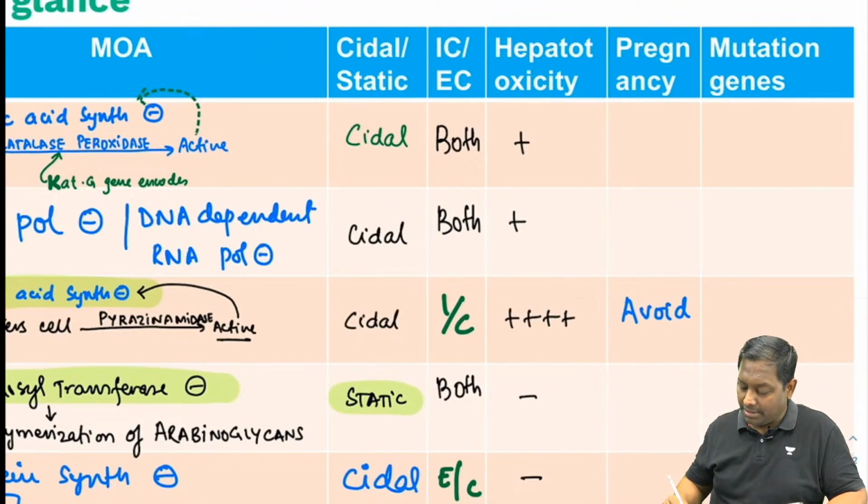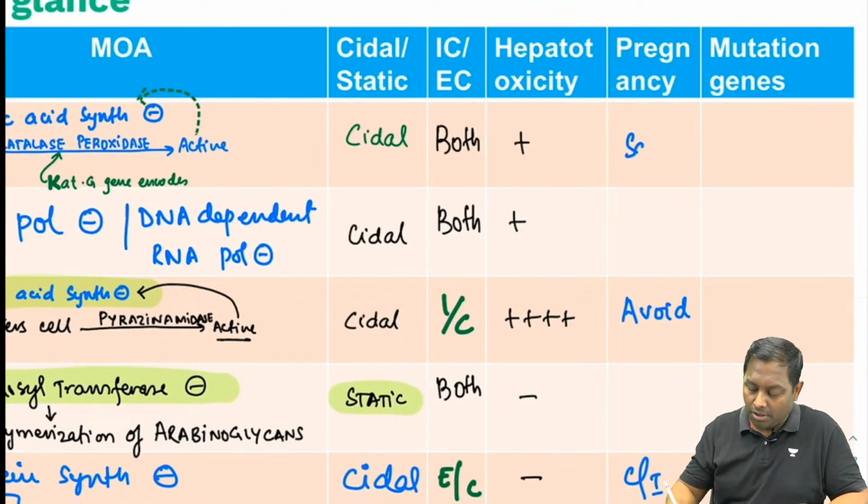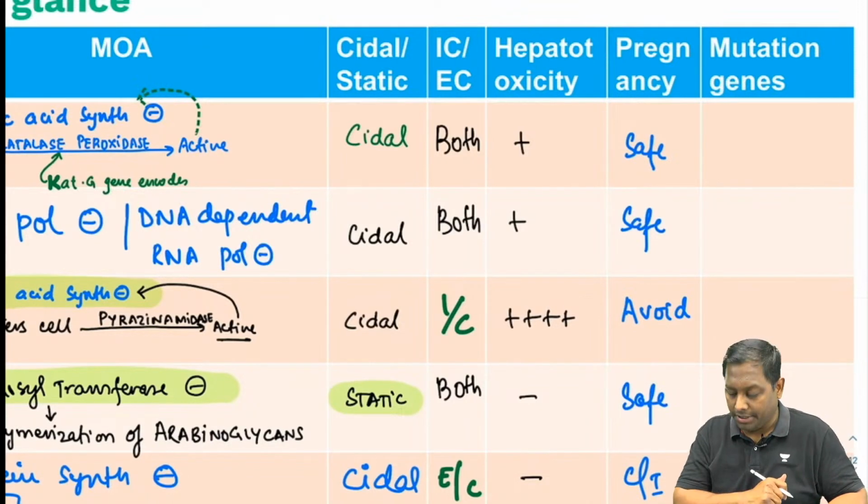Streptomycin, I said, is always contraindicated. All the aminoglycosides are contraindicated in pregnancy. As I said, no drug is 100% safe, but relatively these can be safer. They are considered relatively safer drugs.